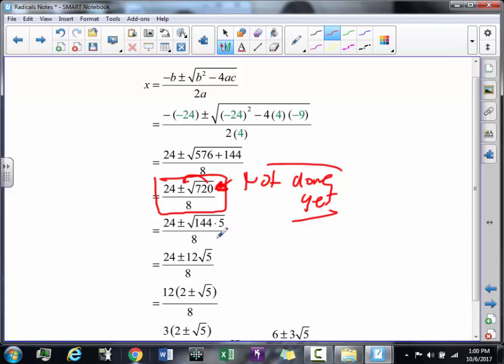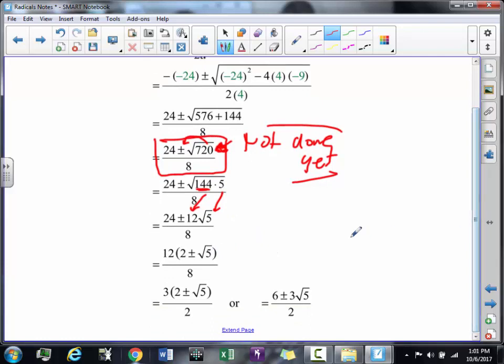If you can follow this person's work, they took 720 and made it 144 times 5. Why did they choose 144 and 5? What was their rationale? Well, one of those numbers is really helpful, right? The 144, because 144 actually square roots to give you 12. The 5 sticks behind it.